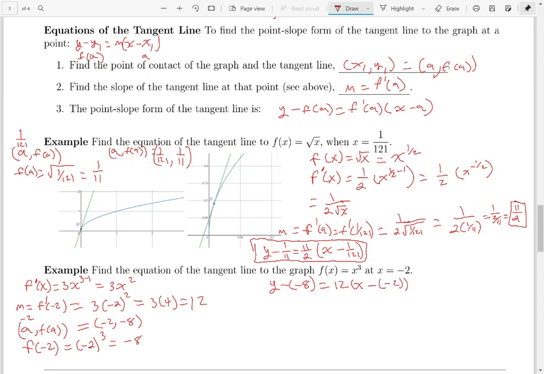And then let's finish the algebra on this one just to get it in a y equals form. So this is y plus 8 is equal to 12x plus 24, minus 8 on both sides. Y is then equal to 12x plus 16. And so in y equals form, there's our equation.